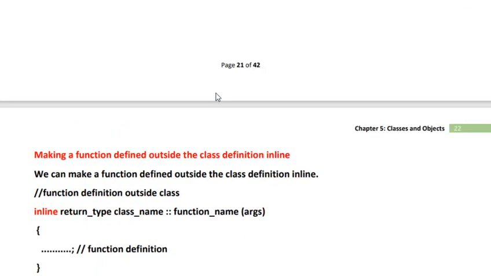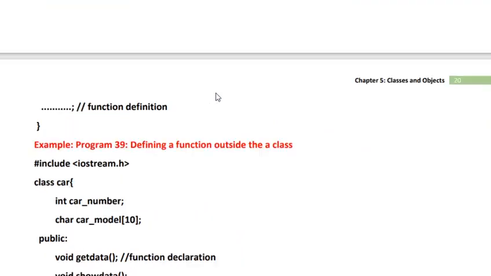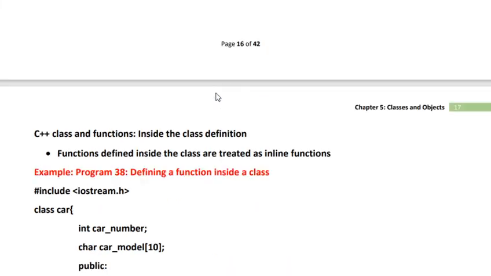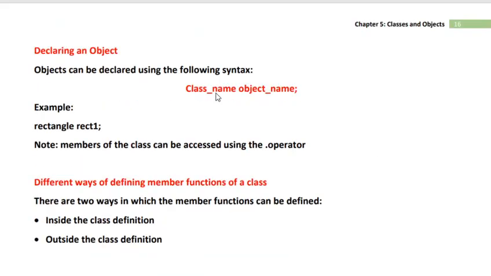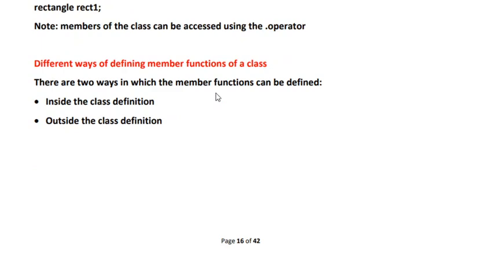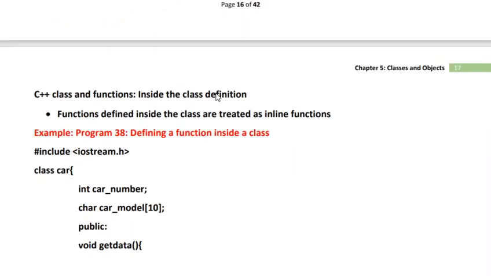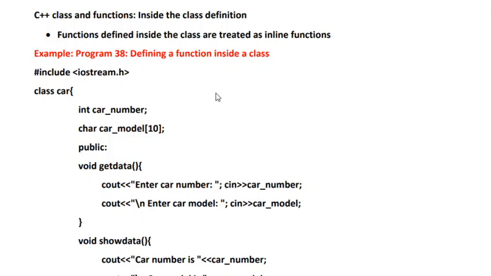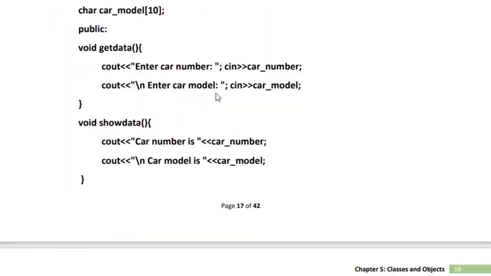So in today's class, we have learned how to declare objects of a particular class. We have learned how to define member functions of a particular class. They can be defined inside the class and outside the class. We have learned how to define a member function inside the class, and that every member function defined within the class will by default be considered an inline function.